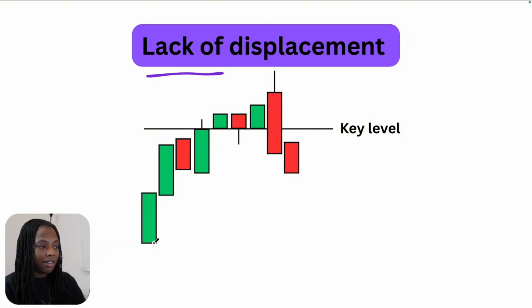When you have a clean uptrend, yes, price breaks above the key level and holds, but it does not convincingly break above with force, with a strong green candle, or if you're trading downside, like a strong red candle towards the downside away from the level to show that yes, we are going above, we're traveling, we're moving higher.